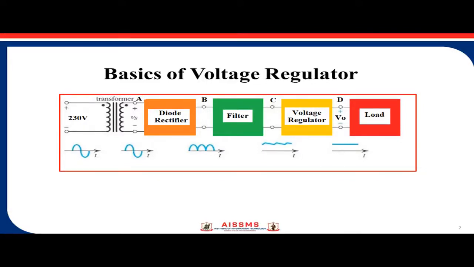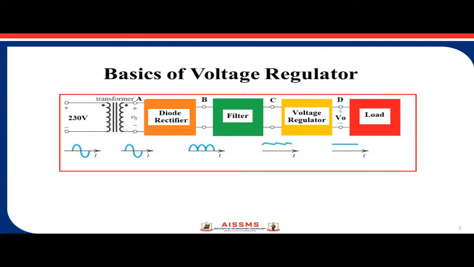A voltage regulator consists of a transformer, rectifier, filter circuits, and a voltage regulating IC. Initially, you will require a step down transformer to convert higher AC voltage into relatively lower values. Usually, 230 volt AC voltage is converted into 15 volt using a step down transformer.